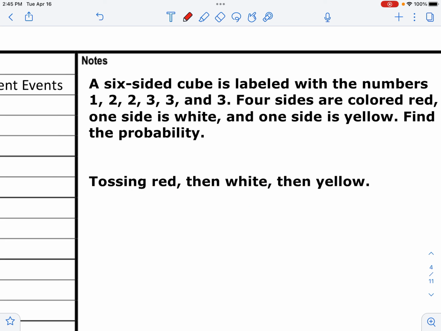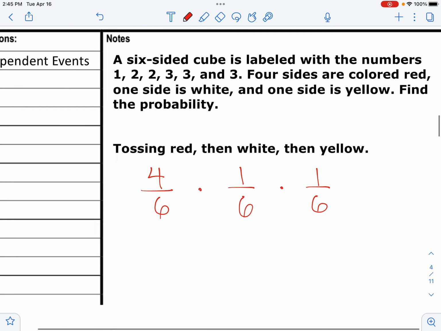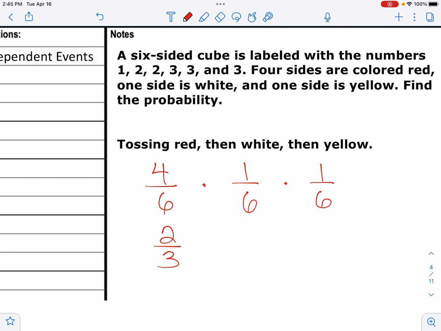So I just need to find the probability of each and multiply them. The probability of getting a red: there are 4 red out of 6. There is 1 white out of 6, and there is 1 yellow out of 6. I want to reduce this first fraction so that I have it a little bit easier. Okay, now I just multiply these 3 fractions. Just multiply across the top and multiply across the bottom.